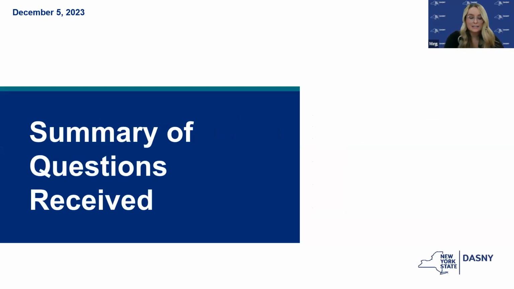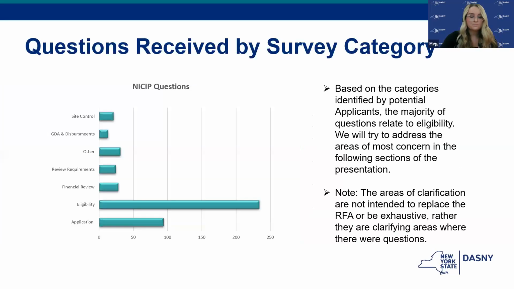We'll start by going over a summary of the questions that DASNY received via the SurveyMonkey website between October 2nd and October 31st. We received a total of 447 questions from 250 individuals. Based on the categories identified by potential applicants, the majority of questions relate to eligibility. We will try to address the areas of most concern in the following sections of the presentation. Please note that the areas of clarification are not intended to replace the RFA or be exhaustive. Rather, they are clarifying areas where there were questions.